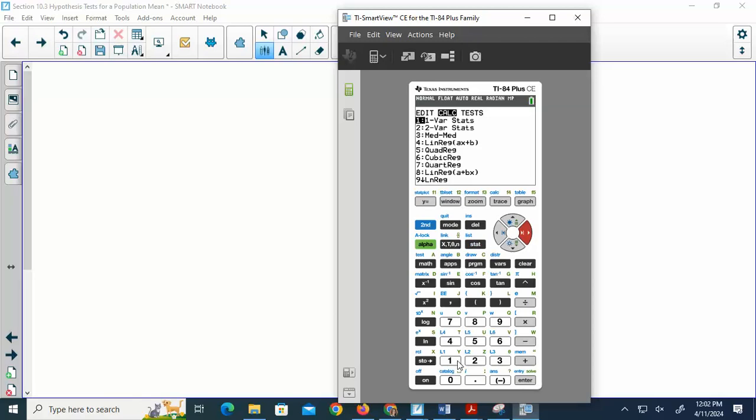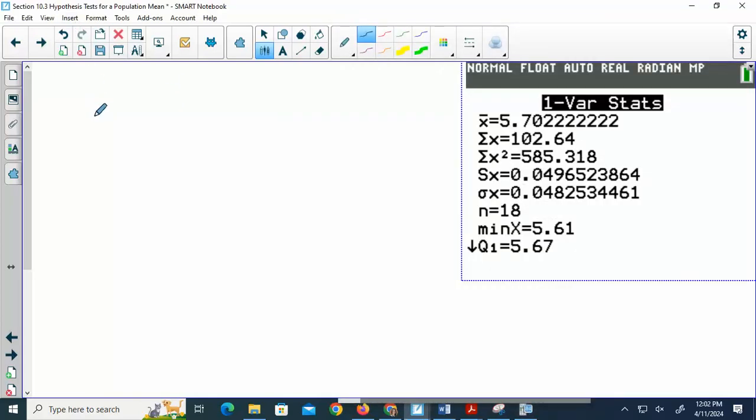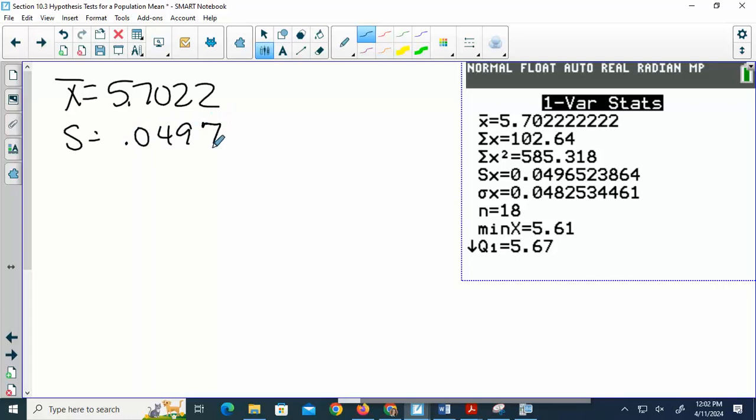Make sure list is L1, frequency list is empty. So from that, we would have that the mean is 5.7022. Standard deviation, the S, 0.0497. Now that's for the sample, but when we compute the T statistic, we'll have to do something else there. If you forget, it's probably easiest to just look at your formula sheet.